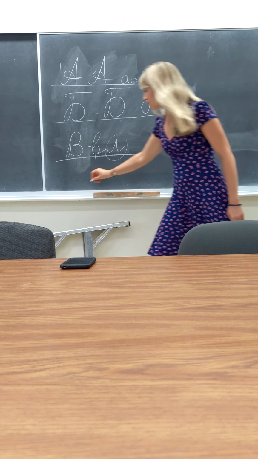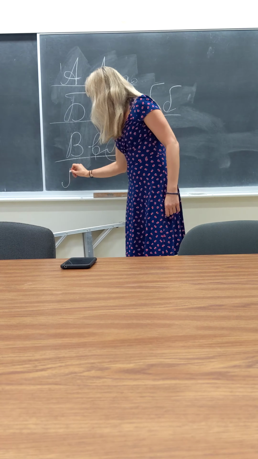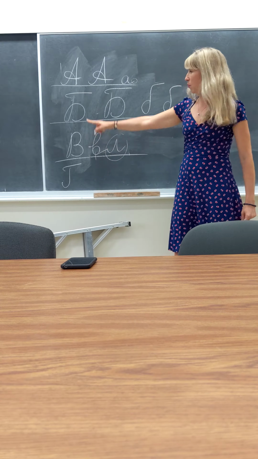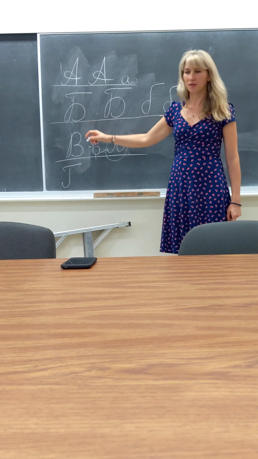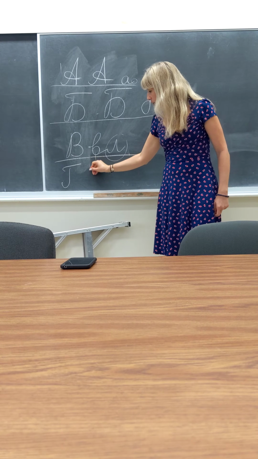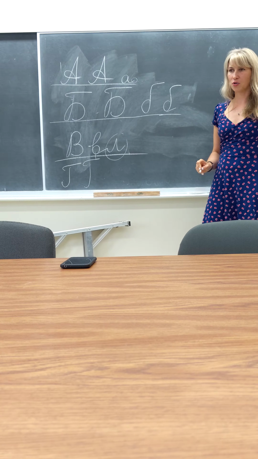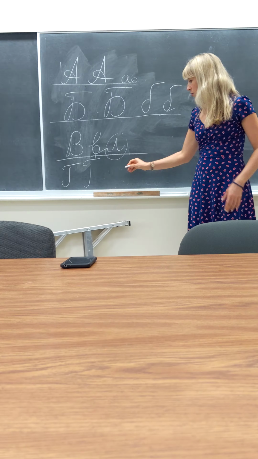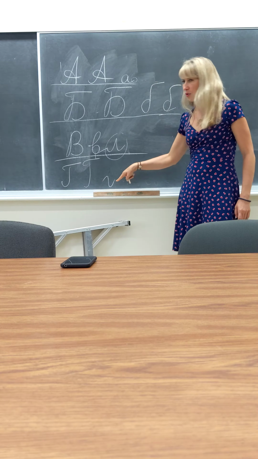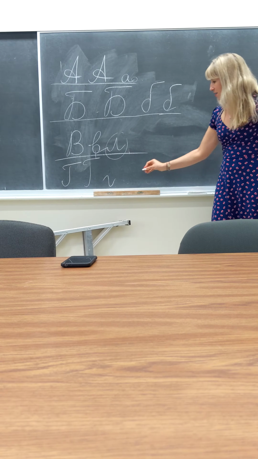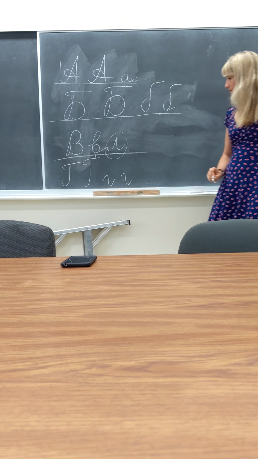G. So just like B, but without the loops. Just from the top all the way down, and then the vertical element. The little one is trickier when you see it inside of the word because it's just like a squiggle.